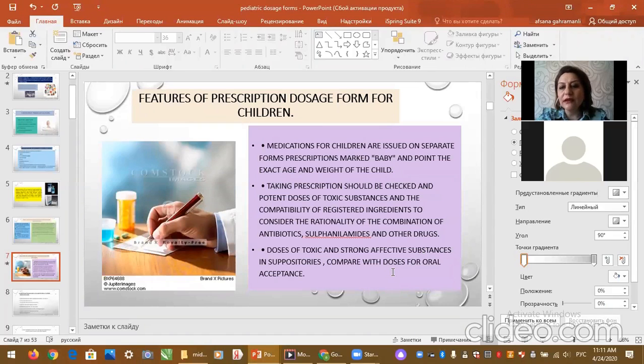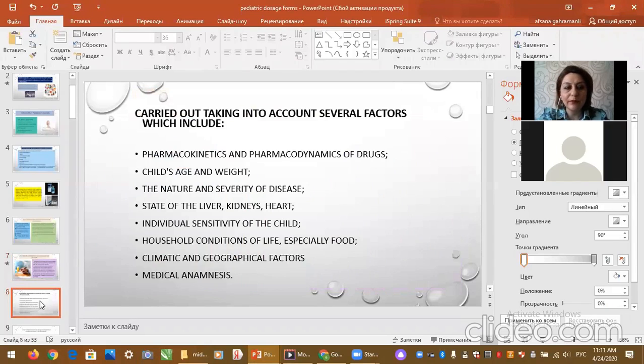Doses of toxic and strong effective substances in suppositories are compared with doses for oral administration. This is carried out taking into account several factors, which include pharmacokinetics and pharmacodynamics of drugs, the child's age and weight, the nature and severity of disease, the state of the liver, kidneys, heart, individual sensitivity of the child, household conditions of life, especially food, climatic and geographical factors, and medical anamnesis.